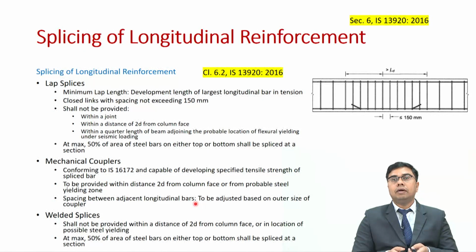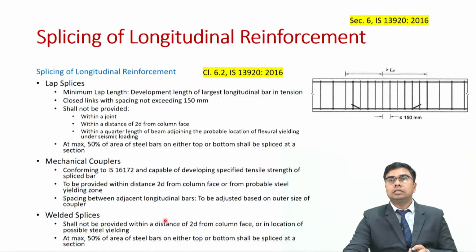Further, we can also have welded splices in which two reinforcement bars will be welded to one another, and again the regulations related to where you can provide welded splices are very similar to where you can provide the lap splices. Again, you cannot have more than 50% of steel bars spliced at the same location.